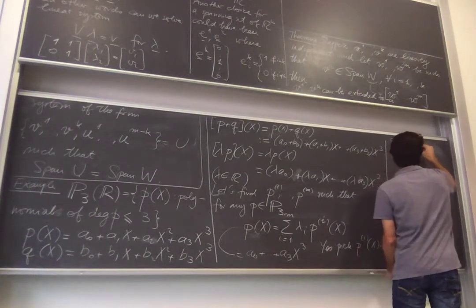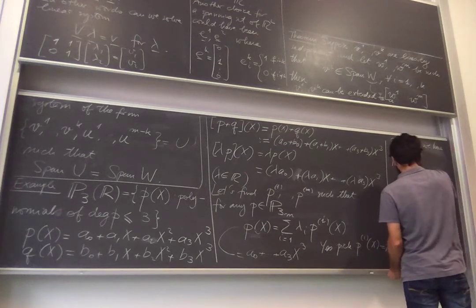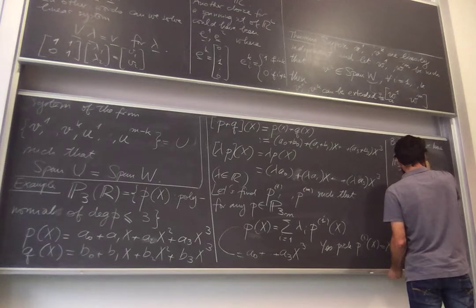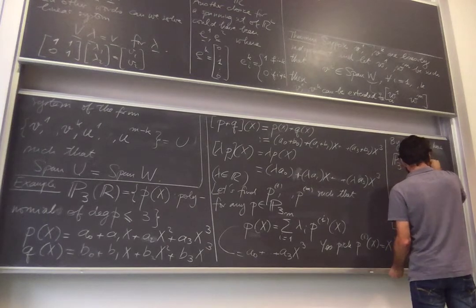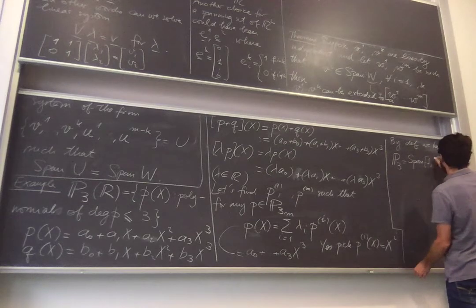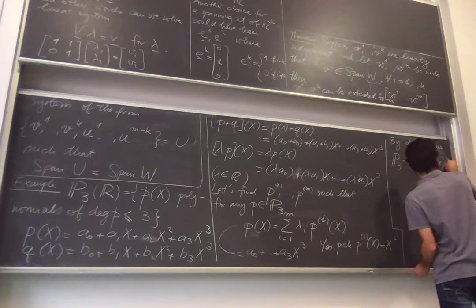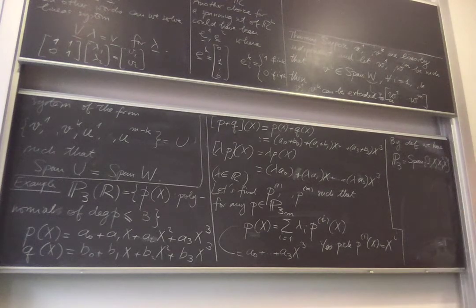Okay. We have P3, in fact, is the span of 1, x, x squared and x cubed, right? That's basically what it is.